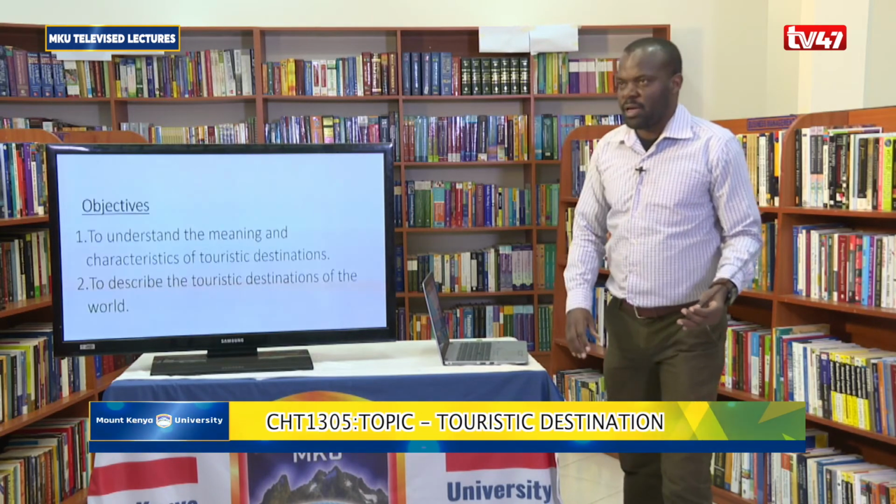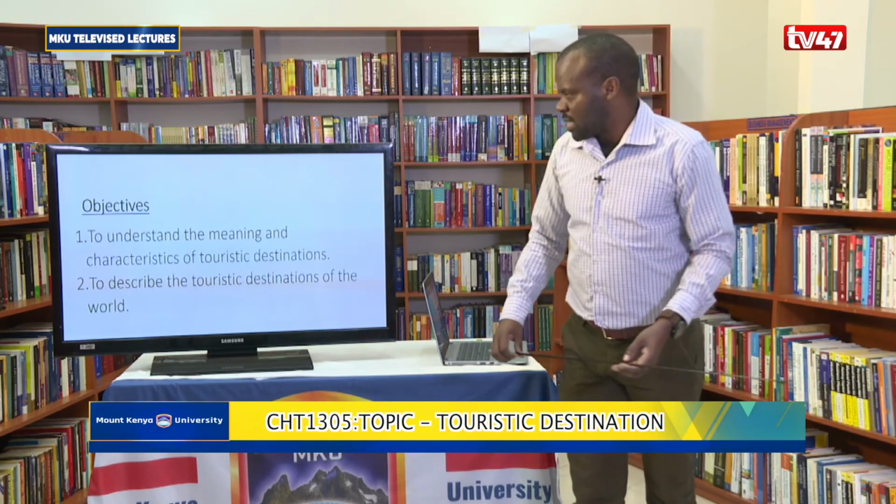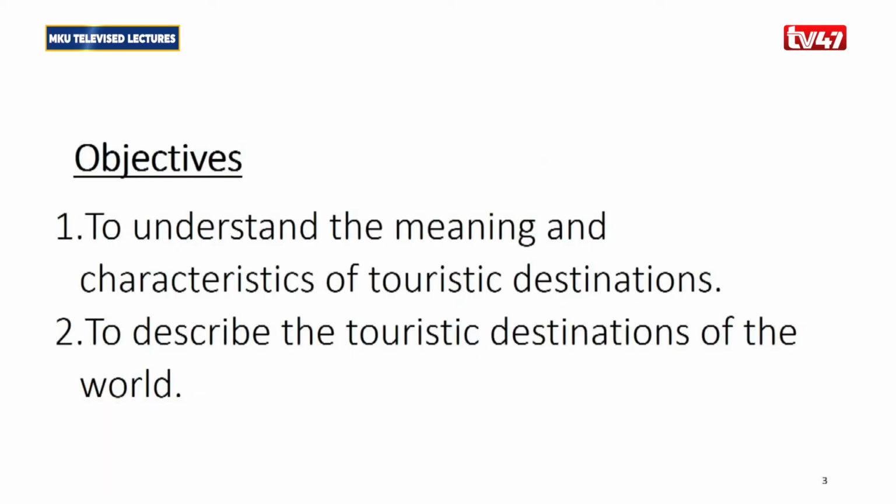The objectives that we shall exploit today: one is to understand the meaning and characteristics of touristic destination. And number two, we shall describe the touristic destinations of the world. Possibly we shall look at examples and even go further and look at examples in our own country, Kenya.